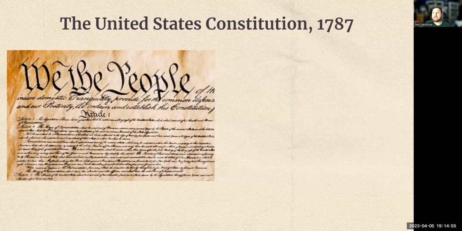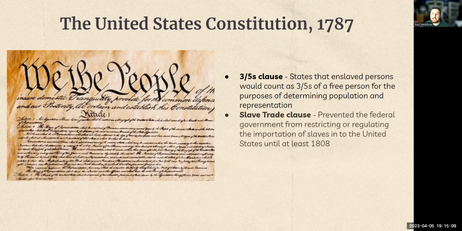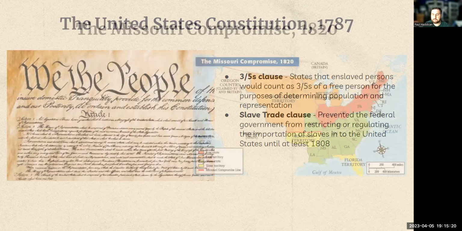We also have the original compromise that actually instituted slavery here in the Constitution in 1787, and that's the 3/5 clause: states can count enslaved persons as 3/5 of a free person, but only for the purpose of determining population for representation. It also prevents the federal government from restricting or regulating the importation of slaves until at least 1808. So it really kicks the can way down the road here.